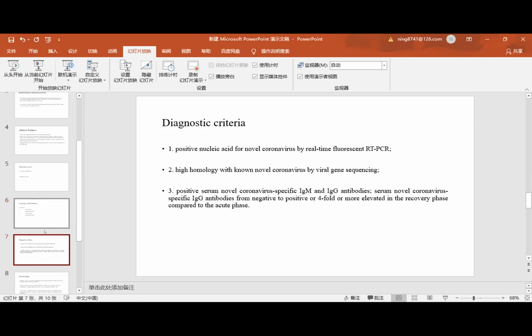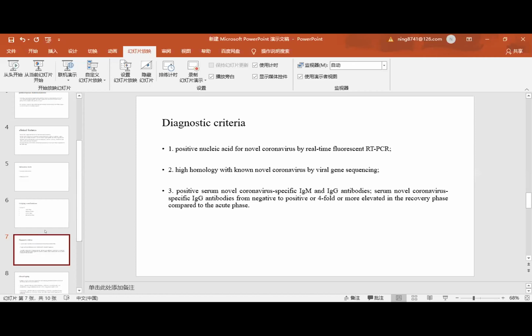Next, let's take a look at the diagnostic criteria. Firstly, the diagnosis of COVID-19 can be made on the basis of history, epidemiological data, symptoms, and signs, combined with the laboratory tests for viral nucleic acids and imaging analysis. If CT, nucleic acid kits and clinical symptoms are combined, the diagnosis can be made with 97% accuracy.